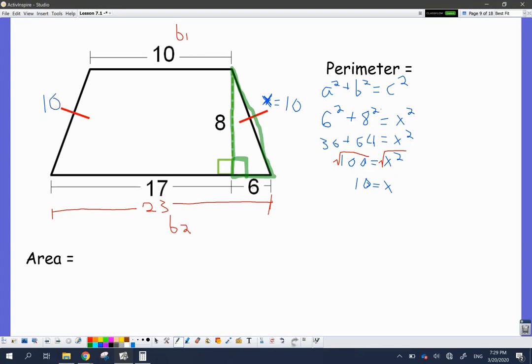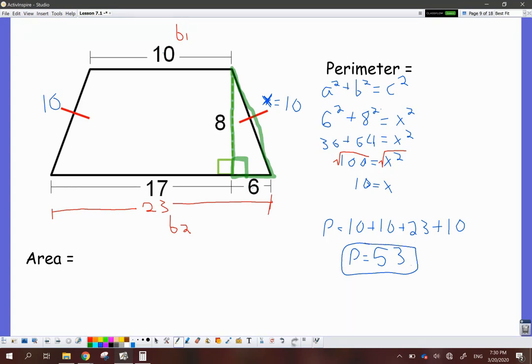Now I can find my perimeter. So I have 10 plus 10, and let me write it all down. So to find perimeter, I'm going to put P equals 10 plus 10 plus 23, our B2, plus 10, our B1. Notice that I didn't put 8 here because 8 is not on the outside of my trapezoid. 8 is on the inside, so it's not part of the perimeter. So now I have 10, 20, 30. 30 plus 23 is 53. So my perimeter here, 53, no units, so 53 units.